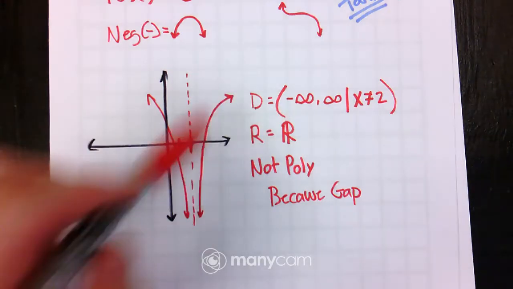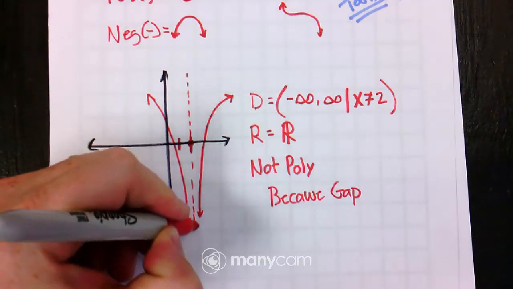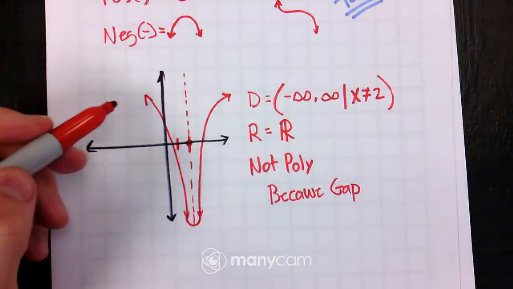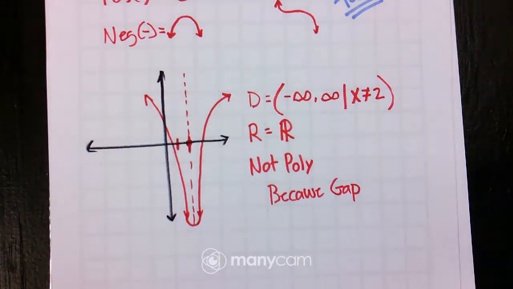So this, you can't say if it's even or odd because it's not a polynomial. But if we connected it right here, if we said there wasn't a gap, what would that be? Even, right? Because they both point up. Although they wouldn't curve out like that. That's weird. They wouldn't, yeah, okay.